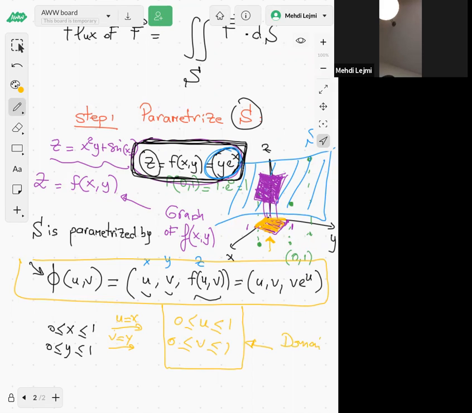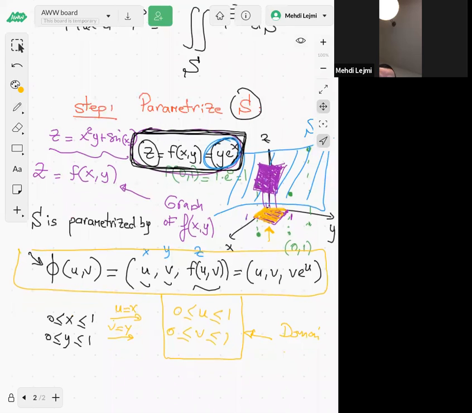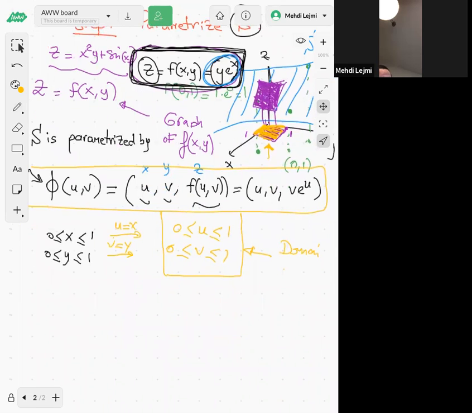All right. Now, once you are done with the parameterization, that's the first step. That's the parameterization of my surface. Now you can compute your flux. So step number 2 would be to evaluate your flux integral. So what's the formula for this flux? We said this is F here, right?